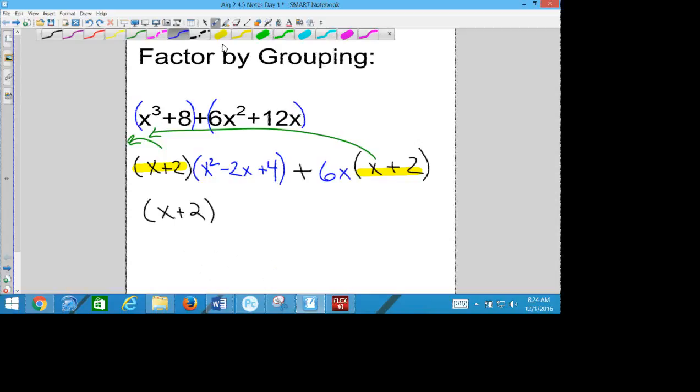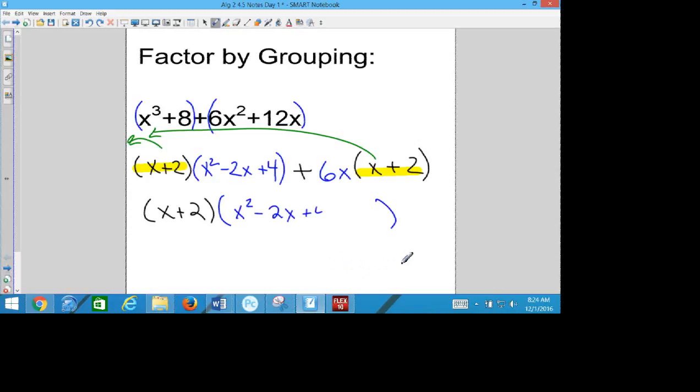Then in the second parenthesis, what's left over? Everything in blue. X squared minus 2x plus 4 plus 6x. So all of these rules are the same. Factor by grouping rules are the same. The only difference was instead of doing a GCF, we did cubes. But you can do that. You're allowed to do that.